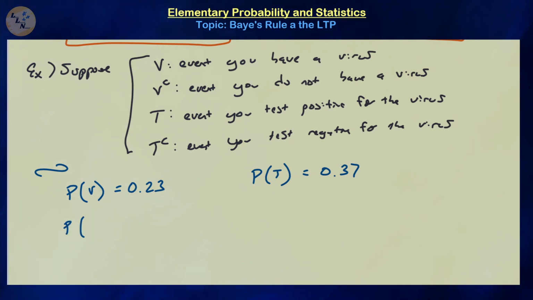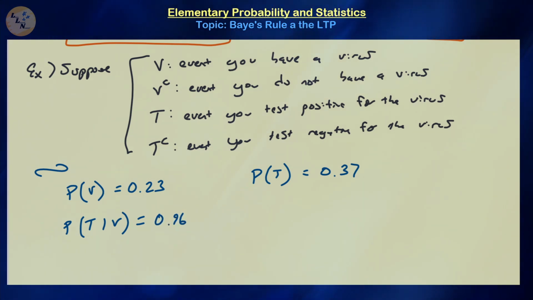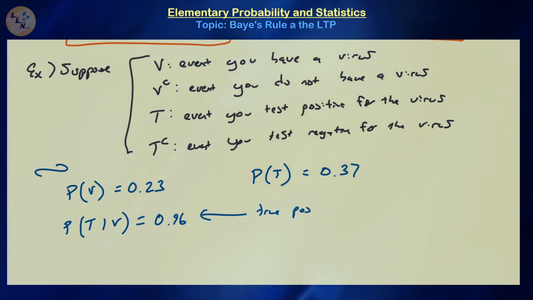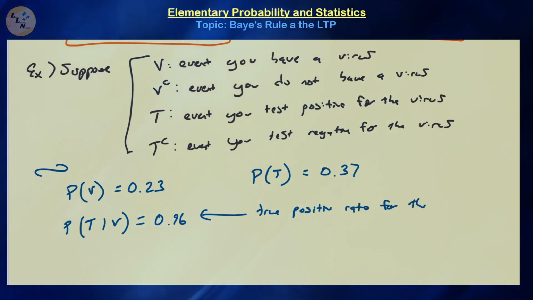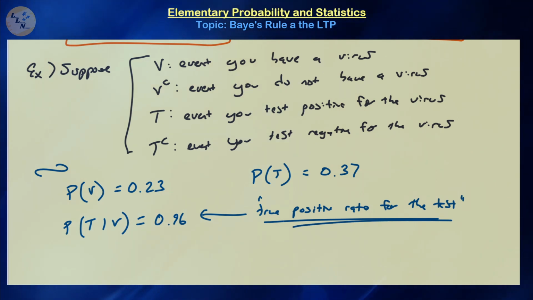What is the probability that you test positive, assuming that you have the virus? Now, this probability from a medical perspective needs to be as large and close to 1 as possible. Let's assume that's equal to 96%. So some people refer to this as the true positive rate for the test. Just some medical terminology that you may or may not be interested in knowing.